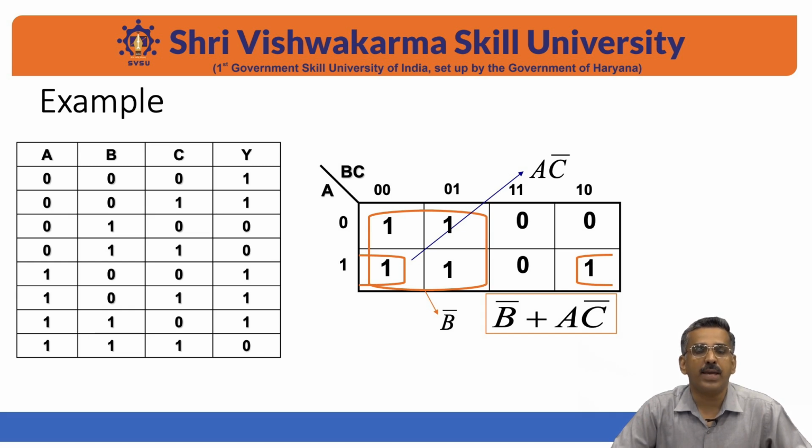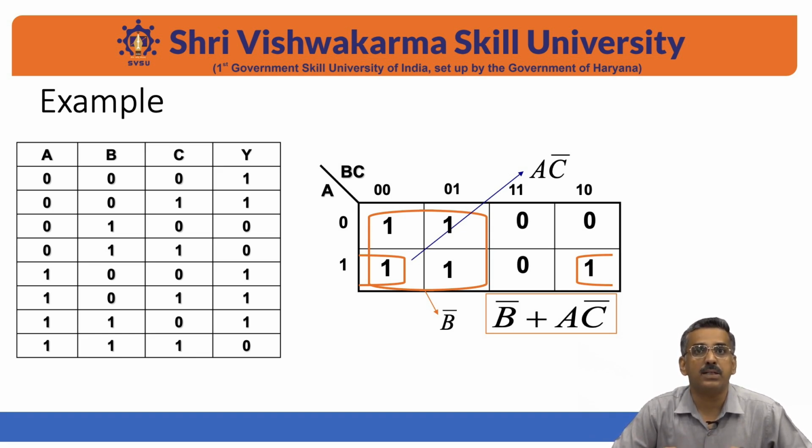Now we are looking at one group, this red circle, which is a group of 4 ones together. In this case, the value of a is changing from 0 to 1, while the value of b is constant, that is 0 to 0, and the third variable c is also changing from 0 to 1. Now we will leave all the variables which are changing.